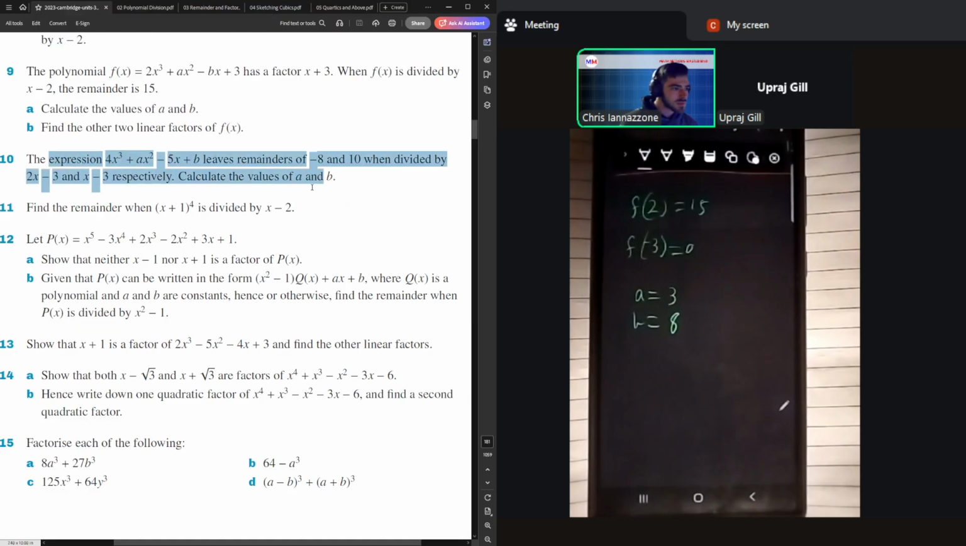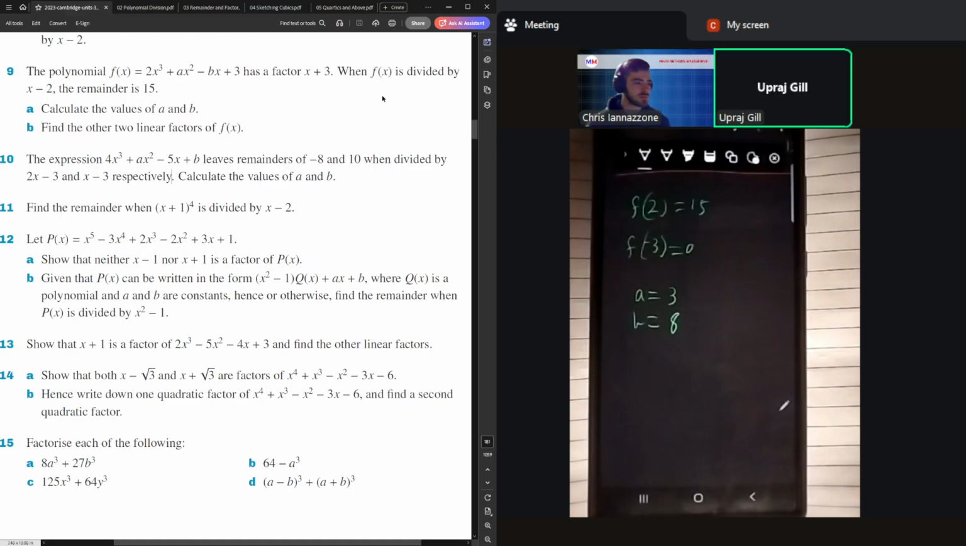This is the same question. I guess the only thing you have to keep in mind is the way this is worded. So what do you think the 2 equations are going to be in this case? Remainders of -8 and 10 when divided by... Okay. So we're going to have f of 2 is equal to -8. Yes. And f of 3 is equal to 10. Yeah, that's right. Good order.